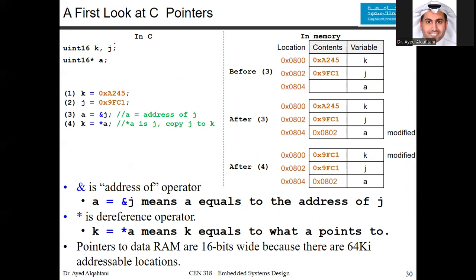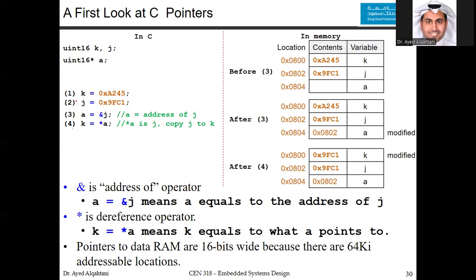Let's say that you have K and J as unsigned integer 16 variables, and you have a pointer. You define it by adding this star. This definition means that the variable A is a pointer. Looking at the memory here, before executing the third statement, after executing the third statement, and after executing the fourth statement.